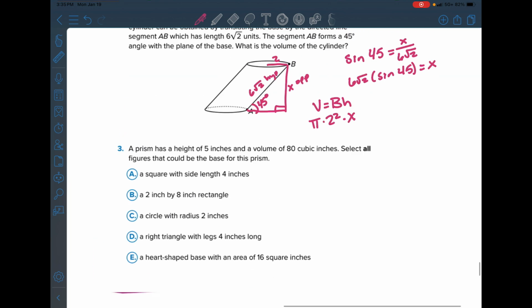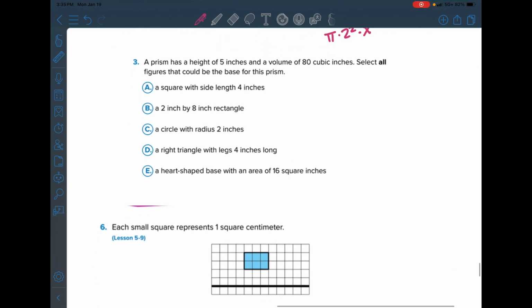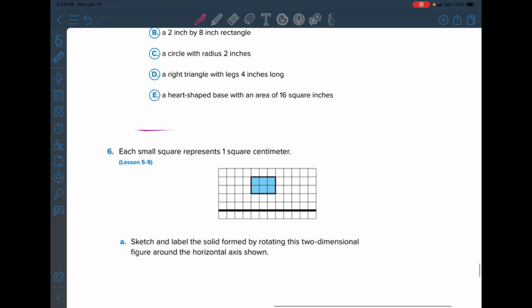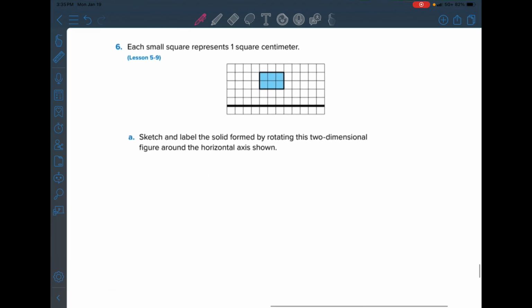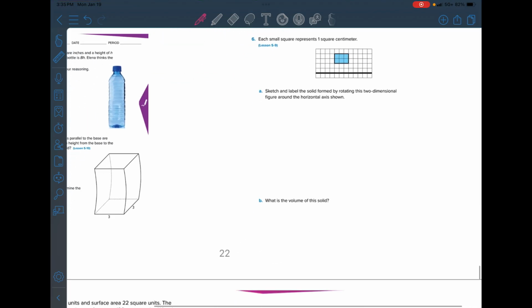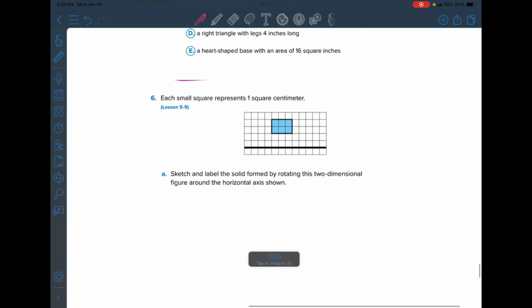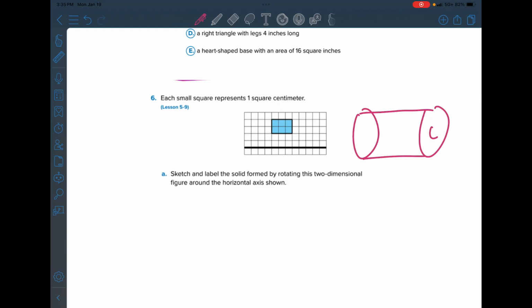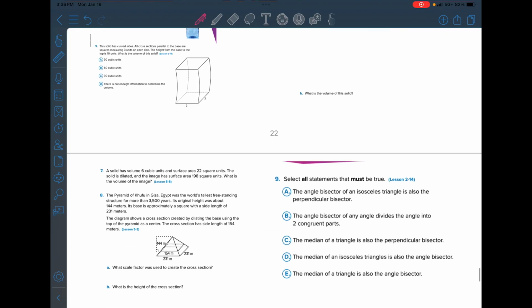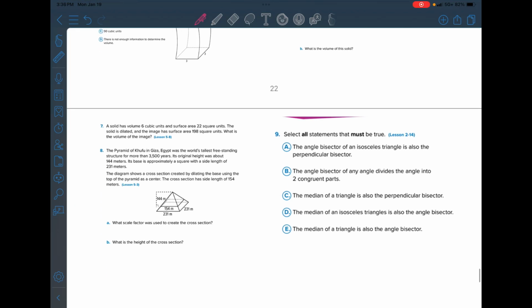Okay, I want you to finish number 2, do number 3. Go ahead and do number 6. Remember, this one will actually make a cylinder with a hole in it, and your hole will be this part right here. So that would be 2. Okay, and that's it.